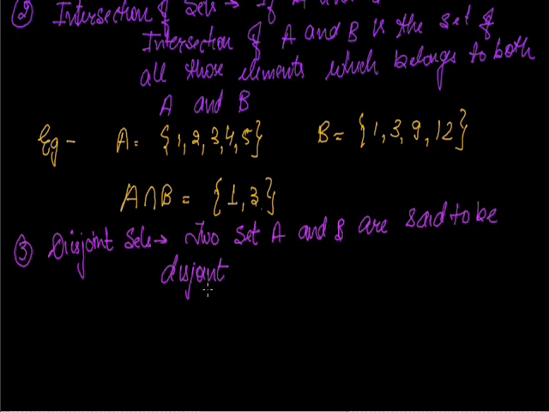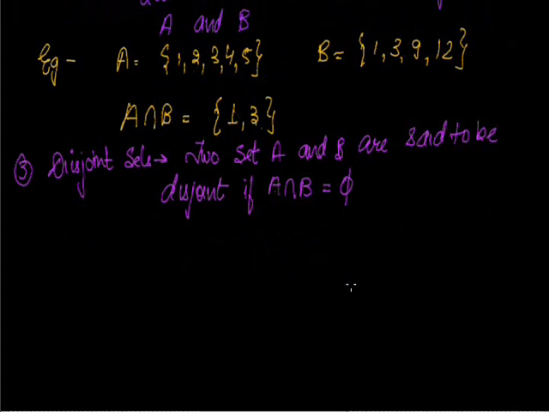Two sets A and B are said to be disjoint if the common part between A and B, that is A intersection B, will be equal to ϕ, that means it's a null set. So disjoint sets means if there are two sets A and B, they are said to be disjoint if and only if the intersection between A and B, that is the common elements between A and B, are null. That is, no common element is there between A and B. These are called disjoint sets.